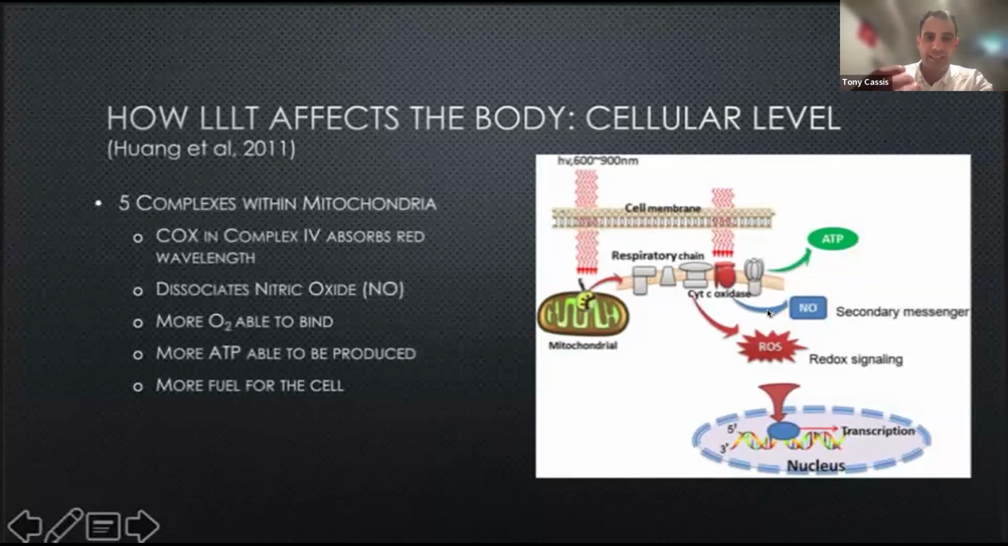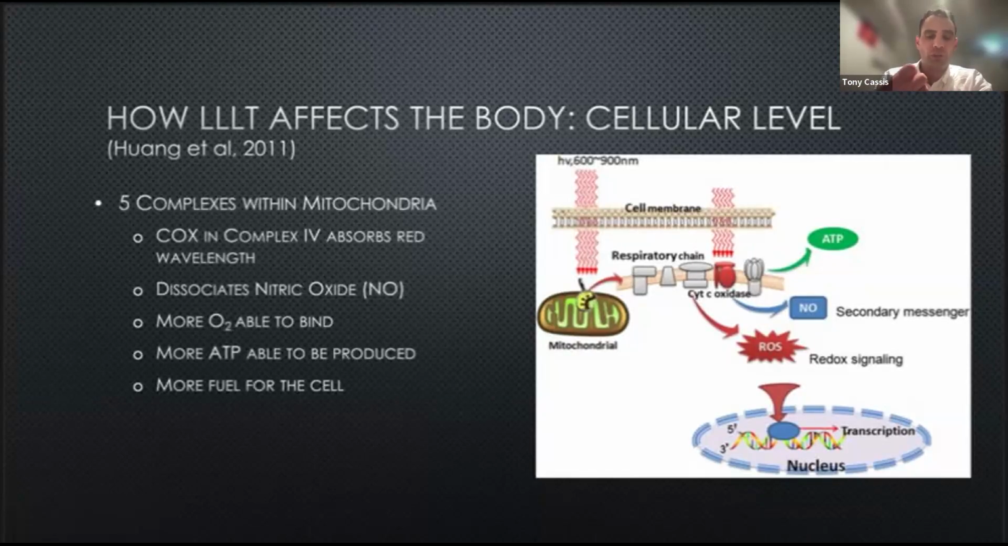So the light hitting that chromophore displaces the nitric oxide, which allows more oxygen to bind to complex 4, allowing more to go through the Krebs cycle, which means more ATP being produced. Ultimately you're getting more fuel to power that particular cell. As we all know, the mitochondria is the archetypal powerhouse of the cell. So again, more oxygen in, more ATP out.